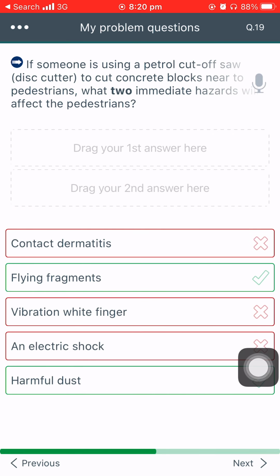If someone is using a petrol cut-off saw, disc cutter, to cut concrete blocks near to pedestrians, what two immediate hazards will affect the pedestrians? Contact dermatitis. Flying fragments. Vibration white finger. An electric shock. Harmful dust.